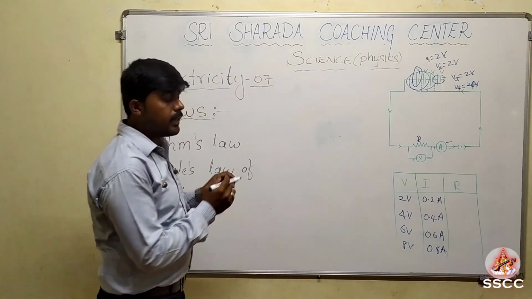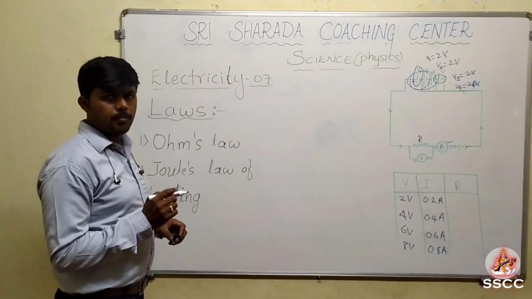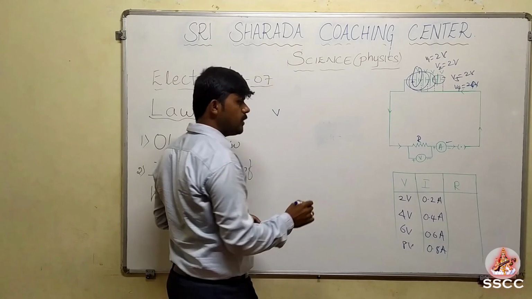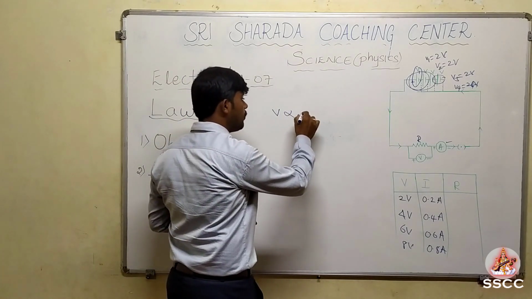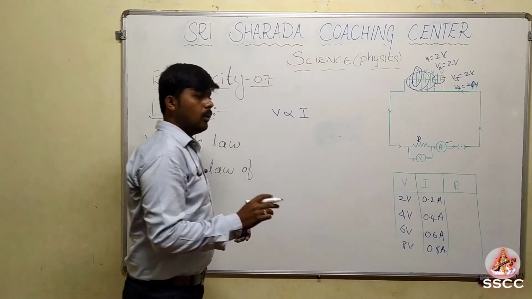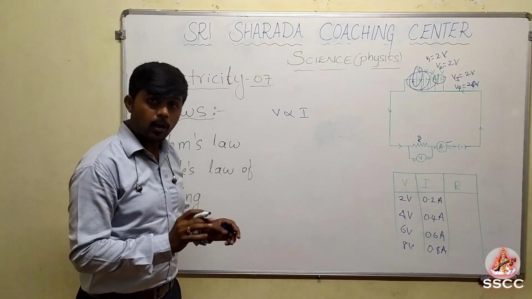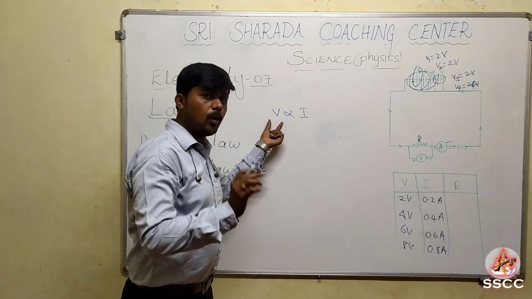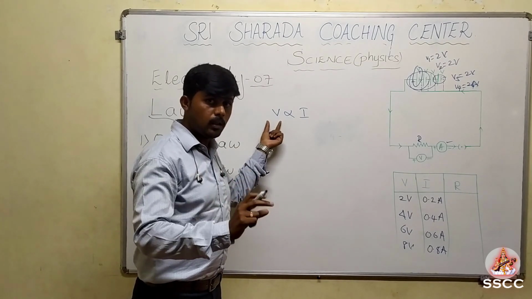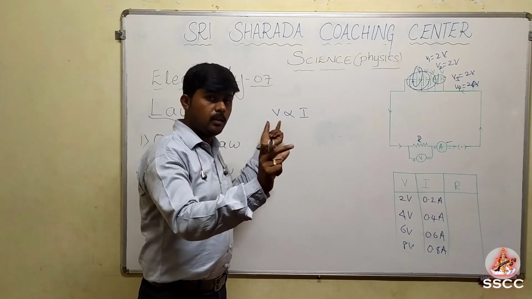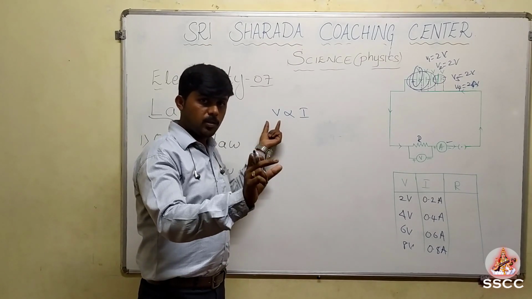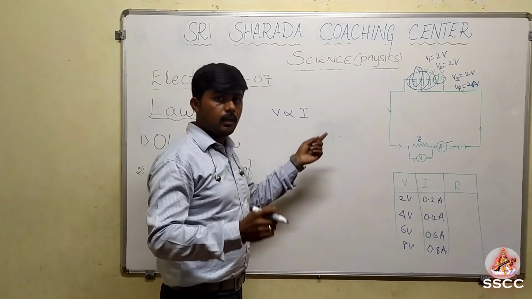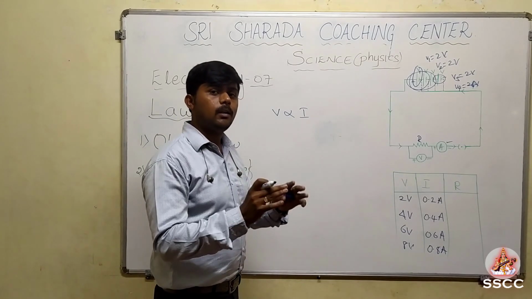Let us move to the statement of Ohm's law. What is the statement of Ohm's law? Ohm's law states that the potential difference across the ends of the conductor is directly proportional to electric current at constant temperature, or you can say at constant physical conditions. The potential difference across the ends of the conductor, I mentioned already. If you are writing or saying only potential difference, it is wrong.